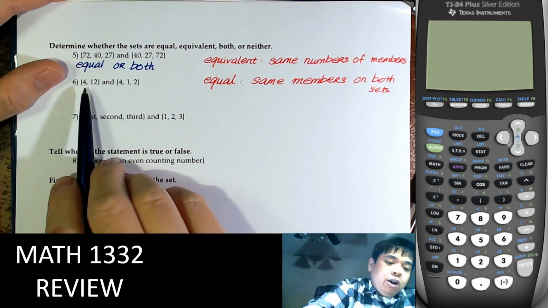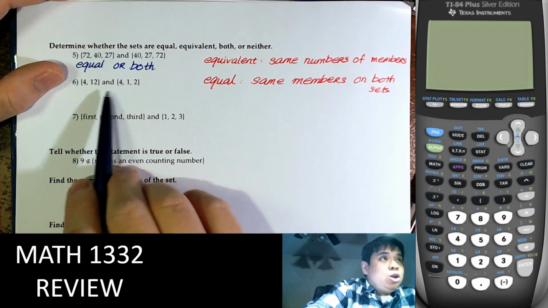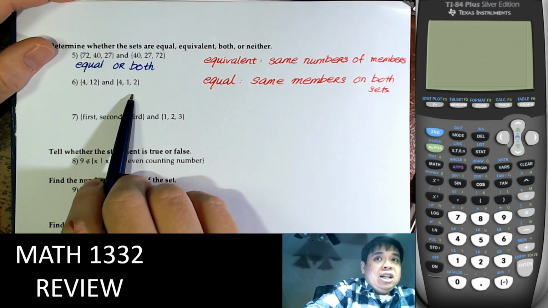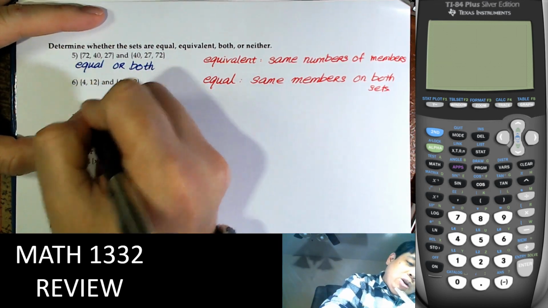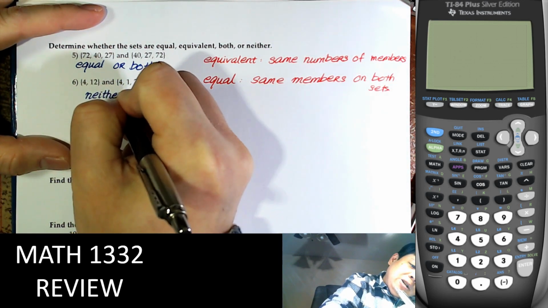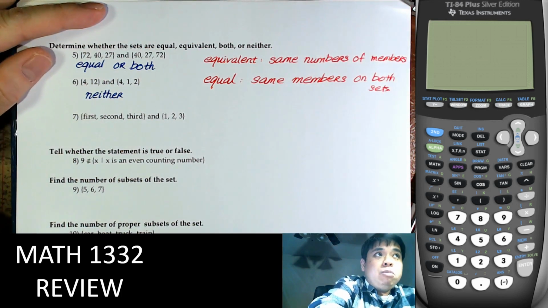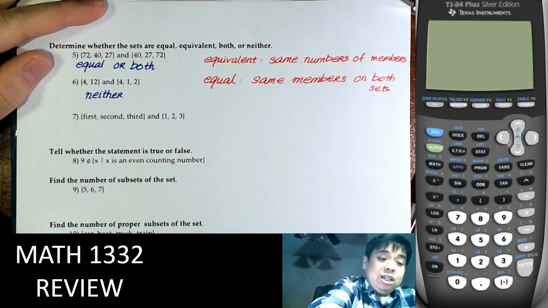Right, next one, 4, 12, 4, 1, 2. This one has 3, this one has 2. So they're not equivalent, and definitely they are not equal. So this one is neither. Because this will have 2 members, this will have 3. The number of members are not the same, so neither.